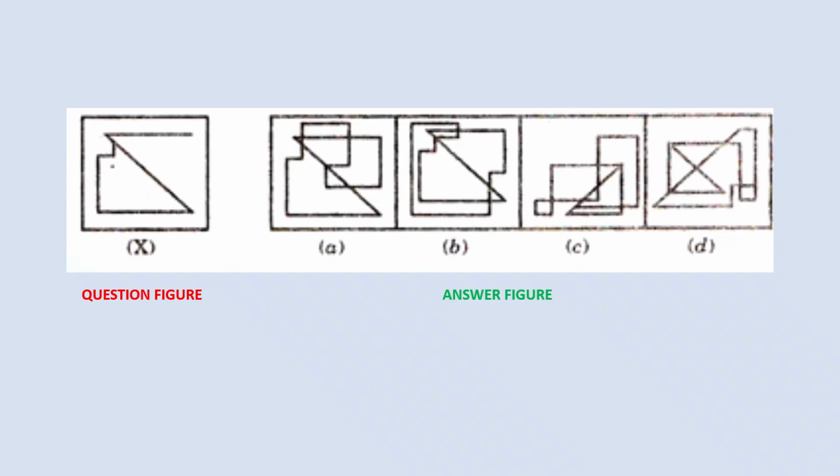So this is the first question on your screen. There is an X figure, or you can say the question figure, and four answer figures. You need to find out the X figure embedded in the four given options. So see the X figure properly. It is like this.